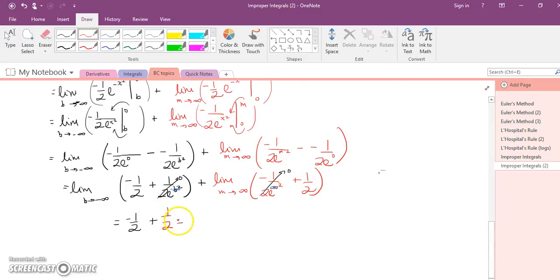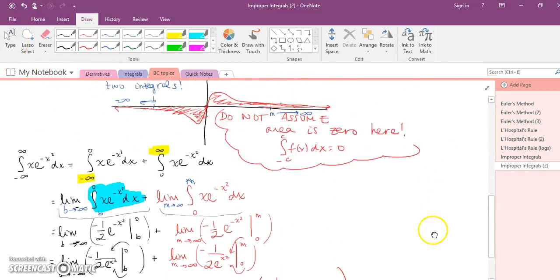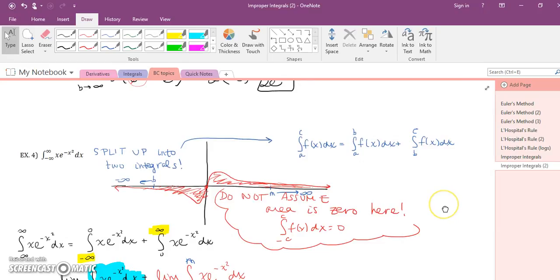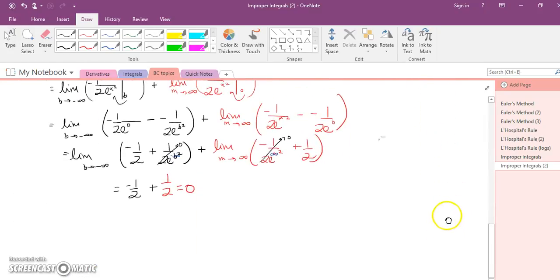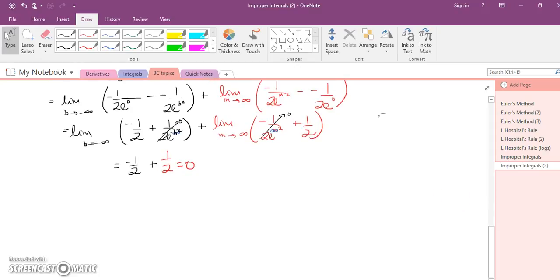In this case, it ended up being 0, which makes sense if you look at the picture, but again, you do not want to assume it's going to be 0. So our limit exists. We have a convergent integral here, and the area under the curve is 0.